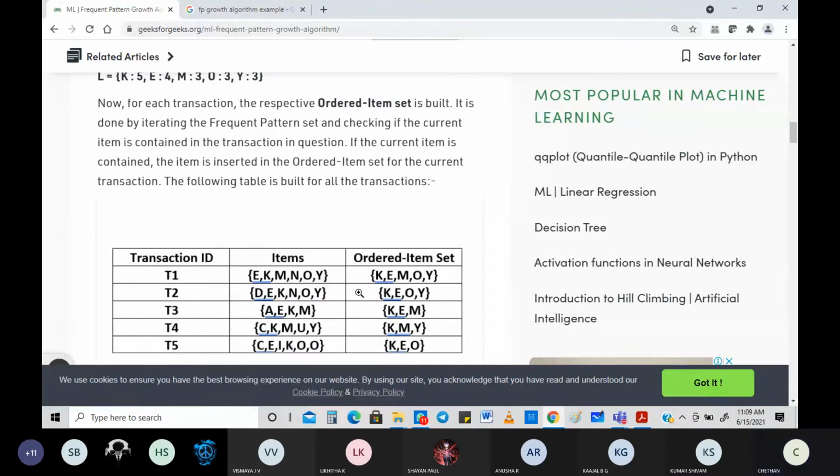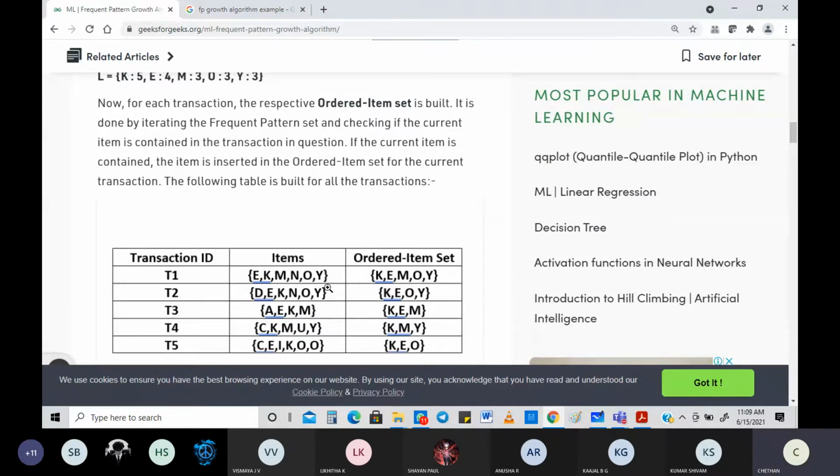Very simple. One second, I'll just open the whiteboard. Once the whiteboard opens, I'll show you. Or else it's very simple, you can make it right from here. E, K, M, N, O, Y is the original transaction. How do you write the ordered item set for it? We can write it in a very simplistic way like this. First and foremost, you write everything: E, K, M, N, O, Y. In this, what are the ones that are needed? Only these things are needed.